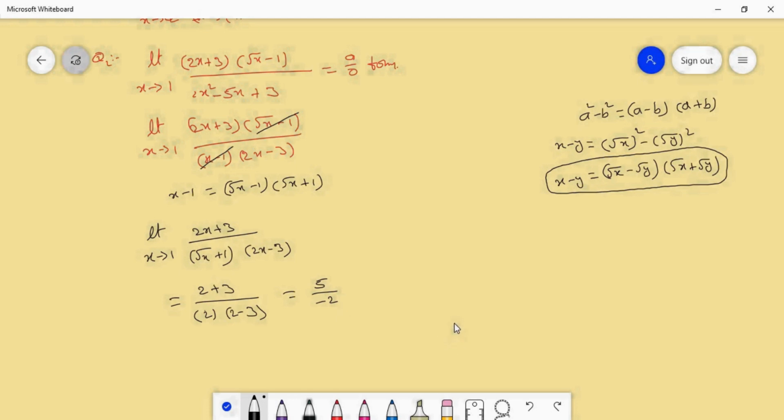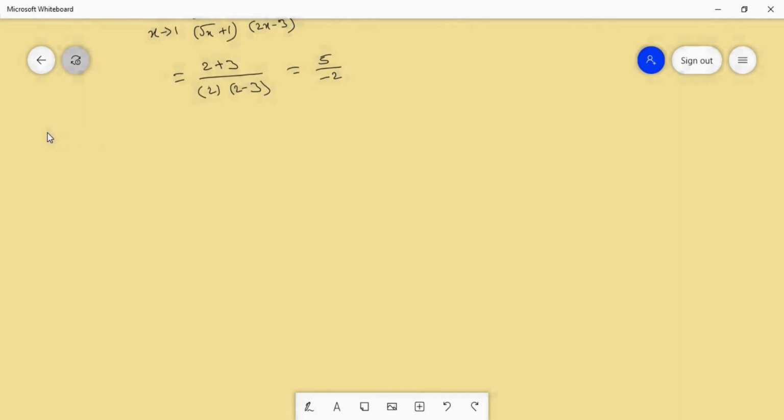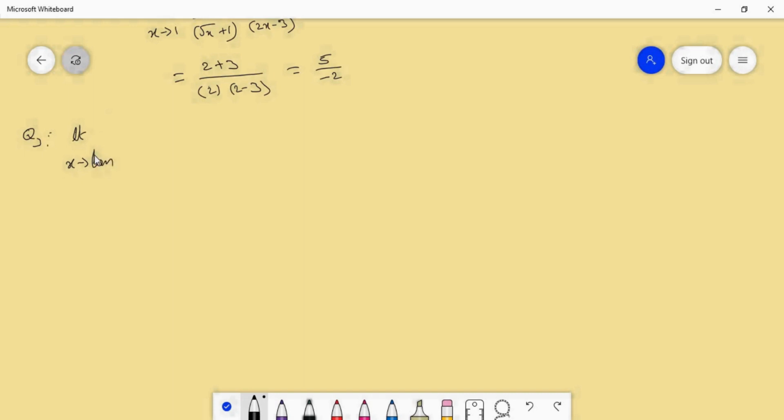Okay. One more example. That is question number 3. Limit x tends to tan inverse of 3, (tan square x minus 2 tan x minus 3) by (tan square x minus 4 tan x plus 3). This is the question.